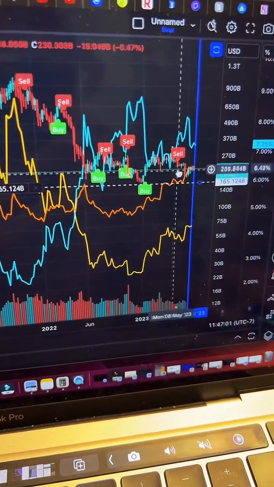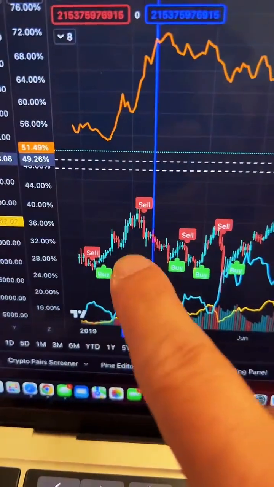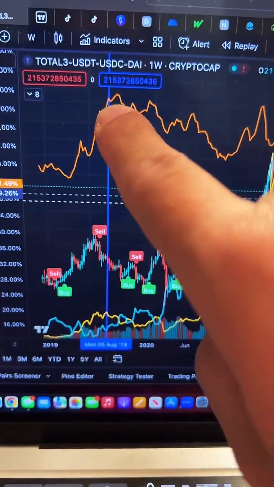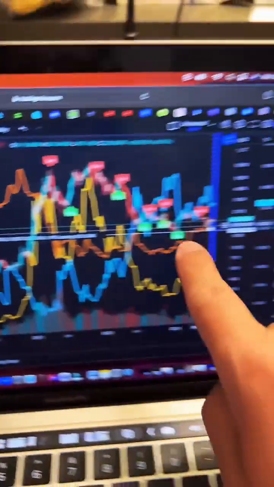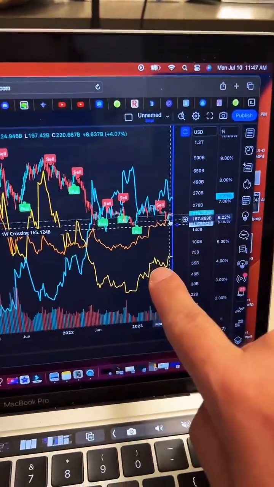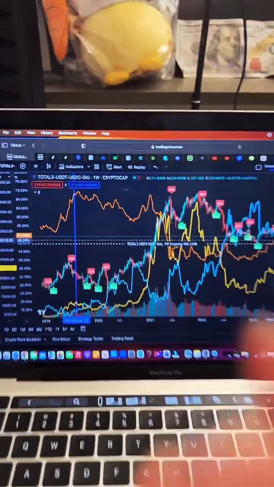Because if that happens, we will have made a lower low. And I think that that's the beginning of this. And I would expect dominance to still go up some, but Bitcoin price to probably bleed and Tether going up. That's exactly what's going on right here. Do you guys see this?